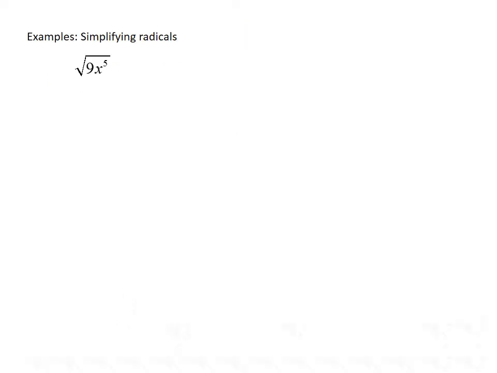So let's do some examples where we simplify some radicals. The first that we're going to look at is the square root of 9 times x to the fifth. Now the strategy when we're trying to simplify radicals is to rewrite what's underneath the radical, the radicand, as the product of perfect squares. Since this is a square root, we want to try to write it as a product of perfect squares.